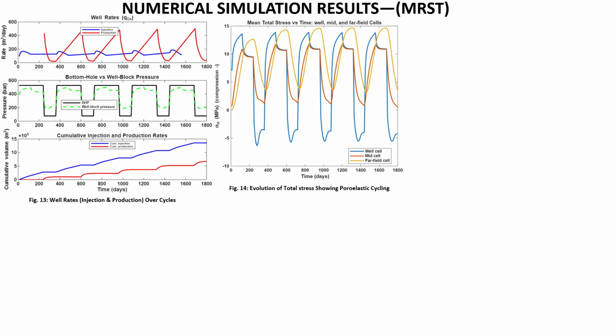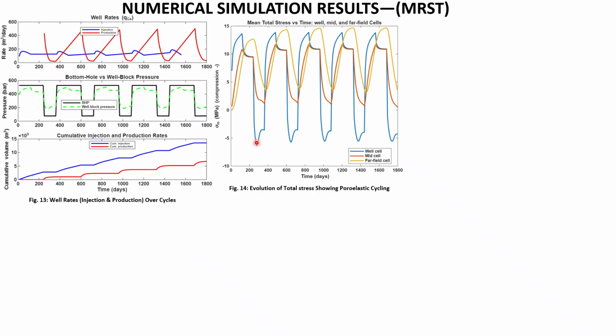So the points above 0, as we can see in this figure, represent tension, and the points below, in the negative, represent compression. So let's start with that of the well cell, which is the blue color which you see here. In the legend you can see we have well cell, mid cell, and far field cell. So the blue color in the figure represents the well cell.